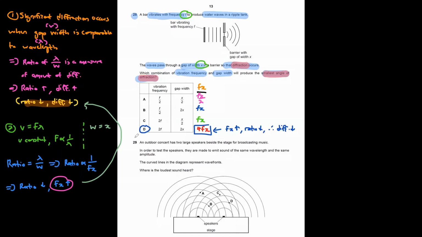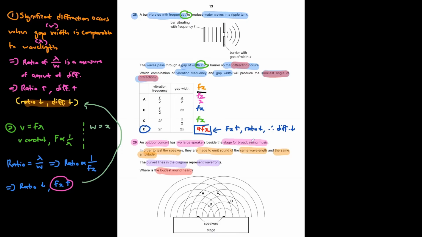Now, for question 29, you have an outdoor concert that has 2 large speakers beside the stage for broadcasting music. In order to test the speakers, they are made to emit sound of the same wavelength and the same amplitude. The curved lines in the diagram represent the wavefronts. Where would the louder sound be heard?